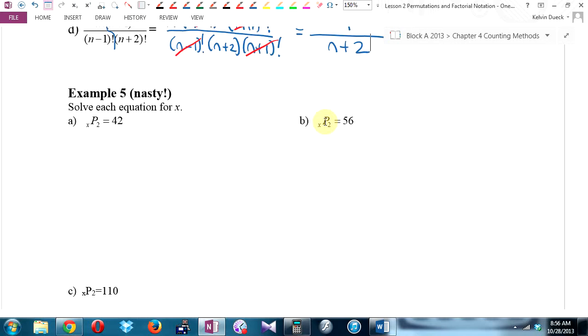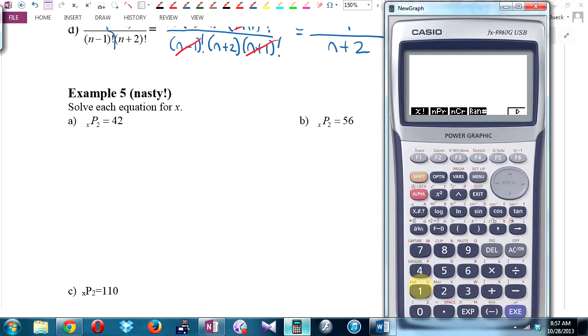First of all, this says XP what? 2. We're picking objects 2 at a time. We just don't know how big the original group is. So I'm going to try on my calculator. By the way, 1P2 is going to give me an error. Why will 1P2 give me an error? This is saying from one object, pick 2 at a time. Can you from one object pick 2 at a time? So trust me, it's going to give me an error.